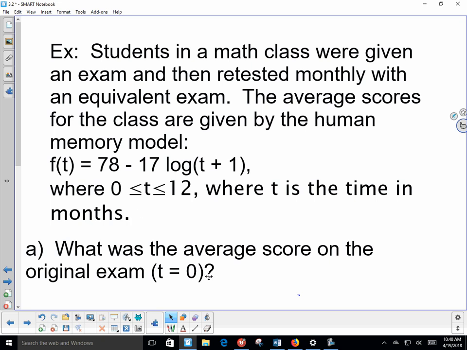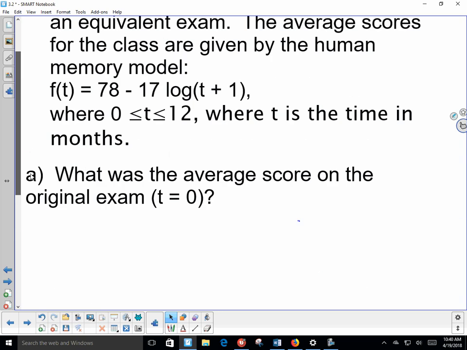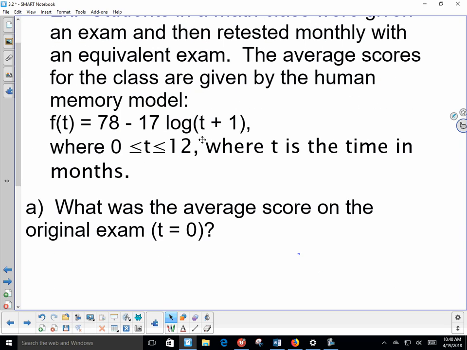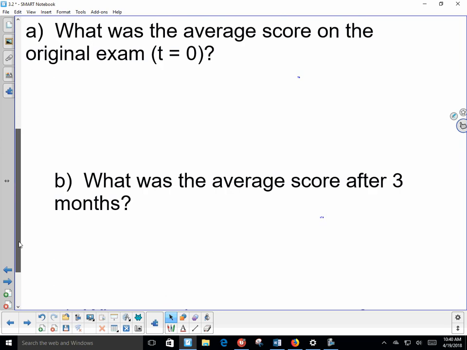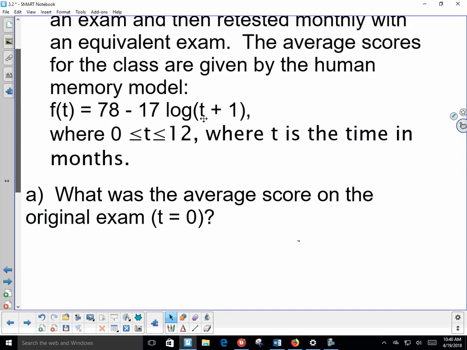So what was the original score? You would plug in 0 for t and see what you get. Then it says what was the average score after 3 months? So you could plug in 3 for t. And then, what was the average score after 11 months? You would just plug in 11 here and see what you get. Are we all right with this?